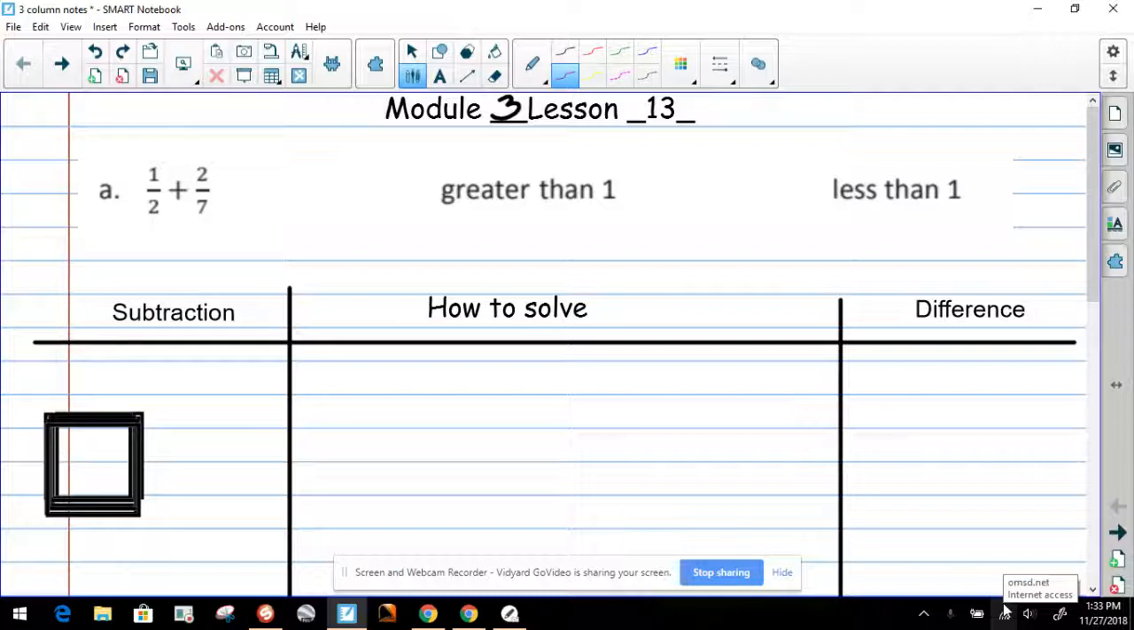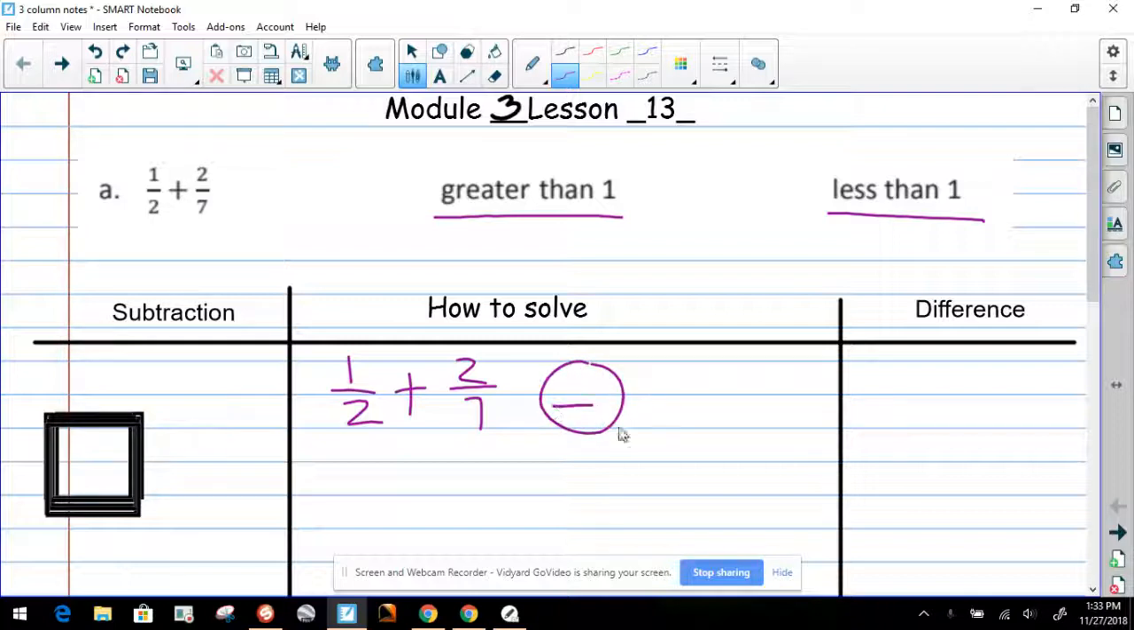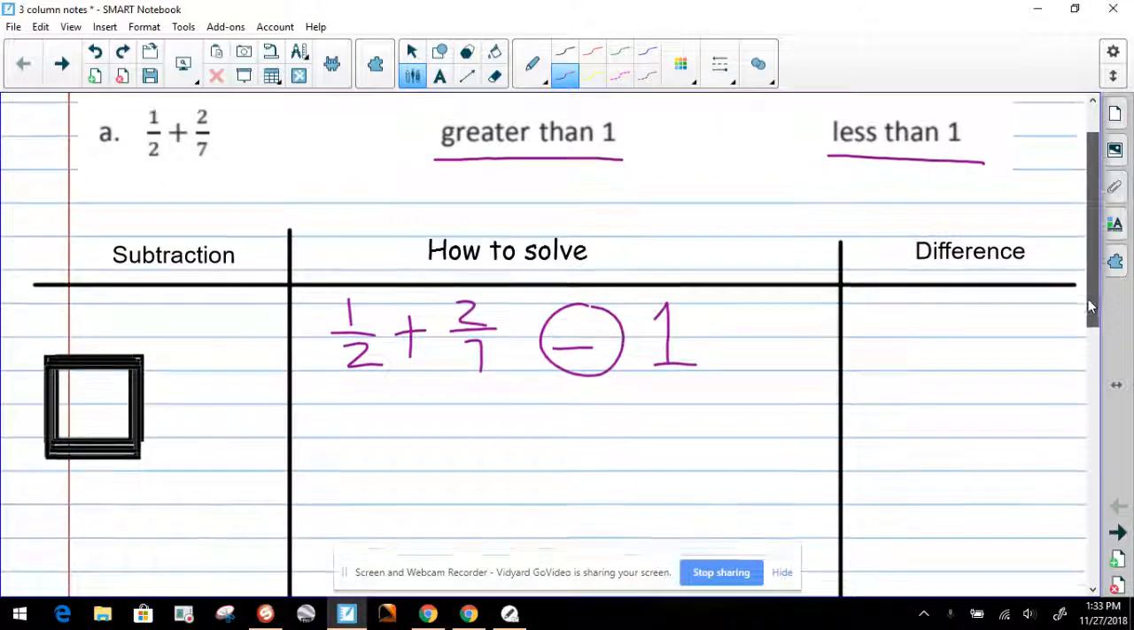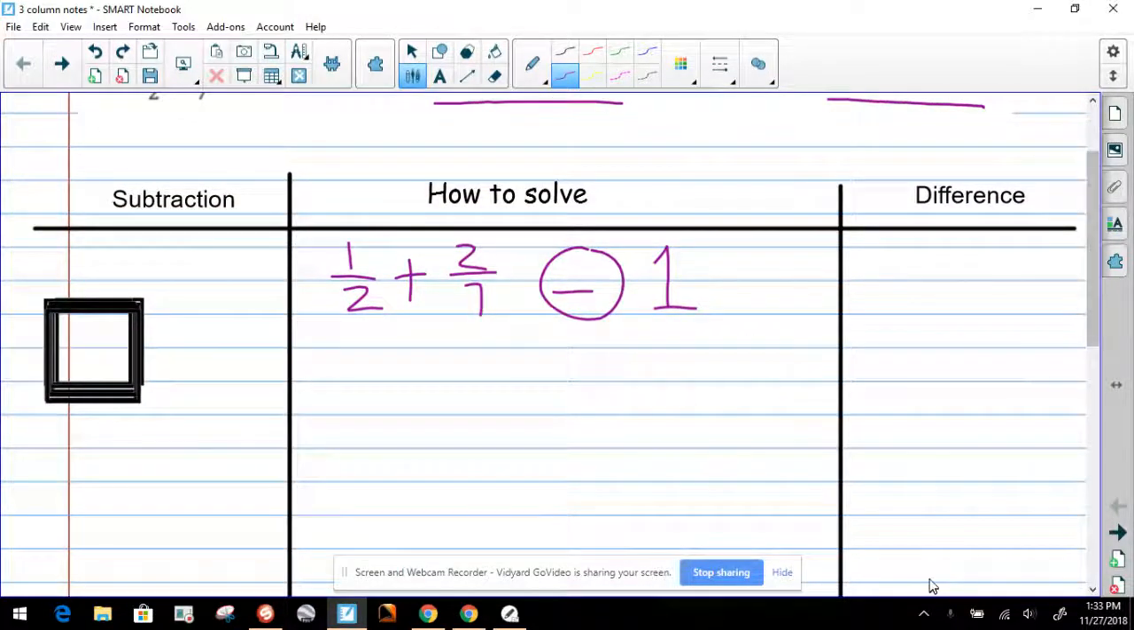We have to find out if this problem is greater than 1 or less than 1. So now I'm going to write this here. I'm going to rewrite the problem, and I'm going to say that we need to know if this is greater than 1 or less than 1. So what do we do? Well, we can do two things. We can add them up, find a common denominator, see if it's true. So let's start with that.